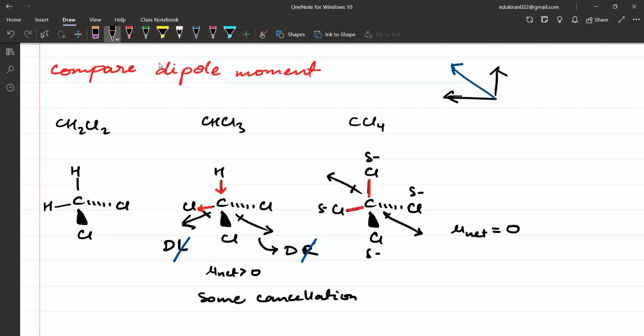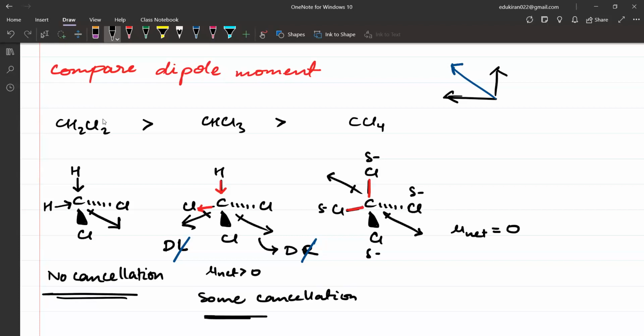Now, if you look at this one here, this carbon will have a dipole like this, this hydrogen will have a dipole like this, and this will have a dipole like this. Now this is downward and this is upward, right? Both of these are facing the same direction, downward and right. So here there is no cancellation, and you have a pure dipole moment. That is why this will have maximum, then this, and this, because there is no cancellation. There is some cancellation here, there is all cancellation.